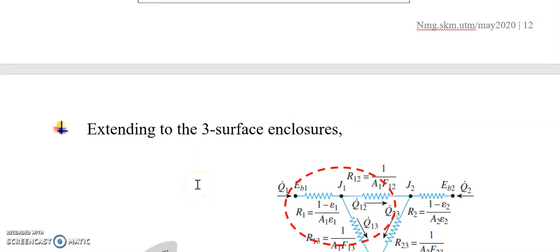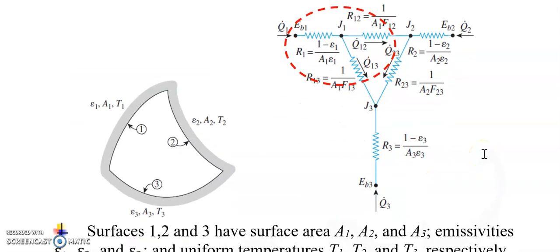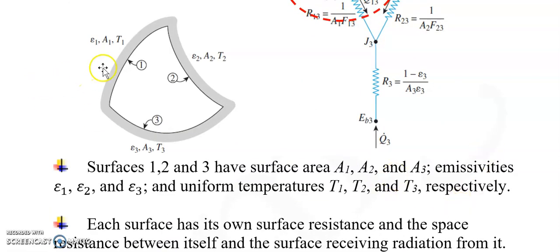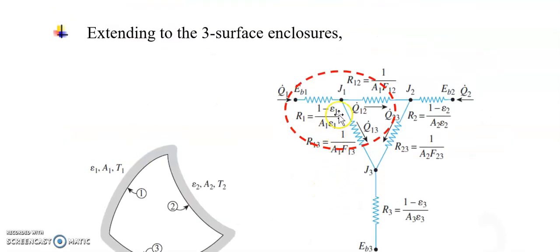If we extend the two-surface enclosures to three-surface enclosures, it looks difficult, but if you look at each node carefully, in this case we have surfaces 1, 2 and 3. They each have an area A1, A2 and A3, emissivity epsilon 1, epsilon 2, epsilon 3, and uniform temperatures T1, T2 and T3. So each surface has its own surface resistance and the space resistance between itself and the surface receiving radiation from it. So we look at surface 1 here for these three-surface enclosures. It has with it the surface resistance, and because it is interacting in heat transfer exchange with surface 2 as well as surface 3, it has with it the space resistance.